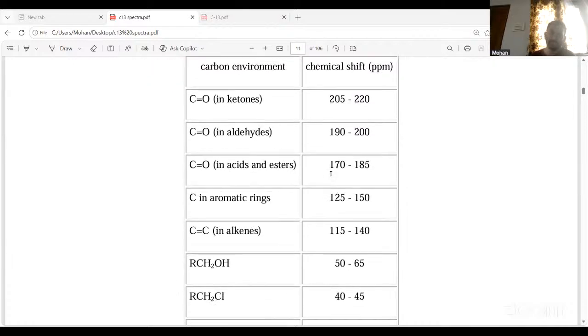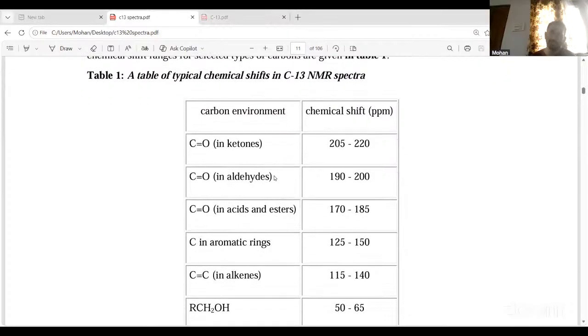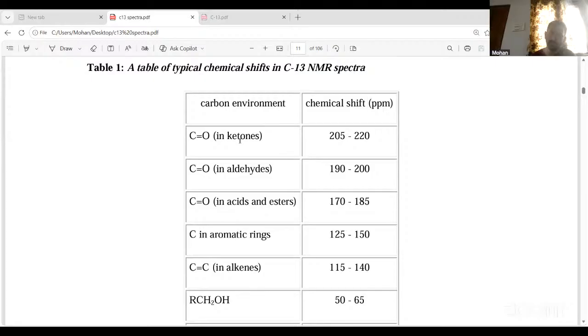And yes, you see the values here, the chemical shift values in the C13 spectra for various functional groups. Like here the carbonyl group, if the carbonyl is part of a ketone, the value is mentioned as 205 to 220. So you can take it as 210, sometimes up to 220. In the general value it is 210, and sometimes due to the presence of some groups, the value extends up to 220.